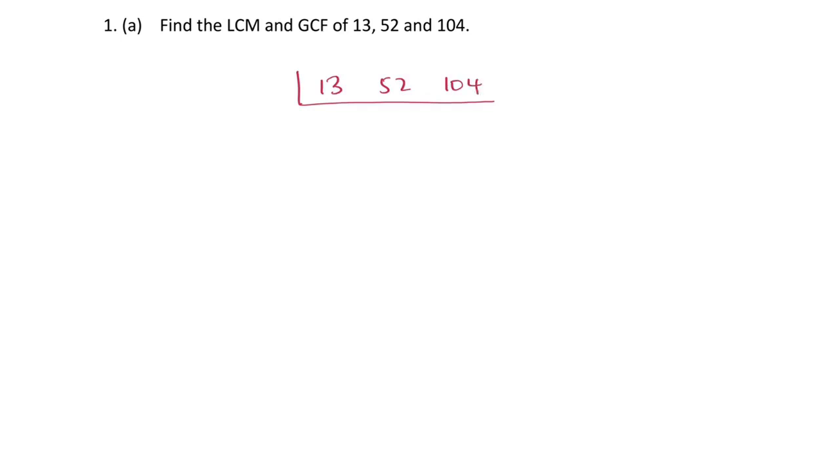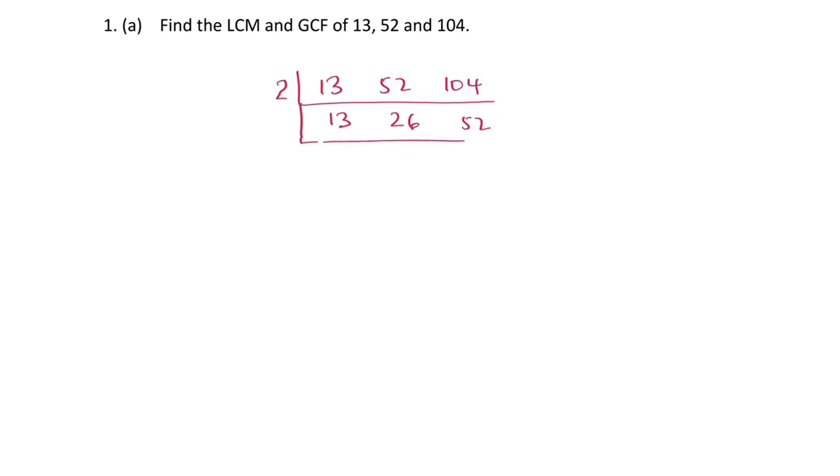Then we are going to ask ourselves which is the lowest number which can divide either of these numbers. The lowest number is 2. So we have 2 here. We say 13 divided by 2 is not possible, so we write here 13. And for this one, 52 divided by 2 is 26. 104 divided by 2 is 52.